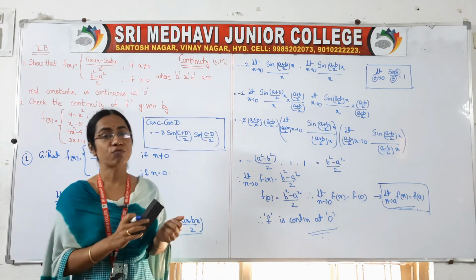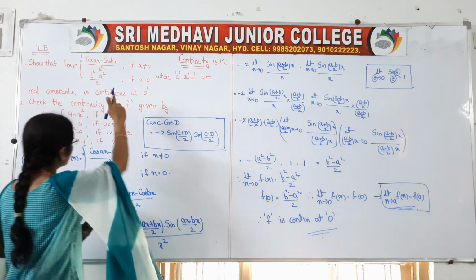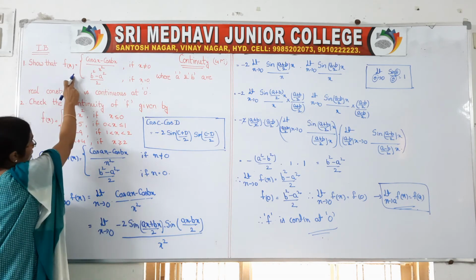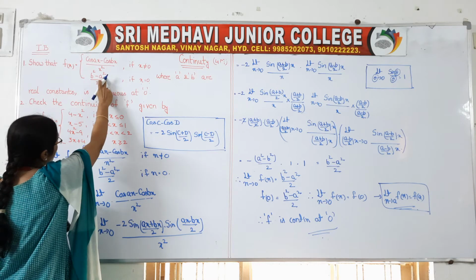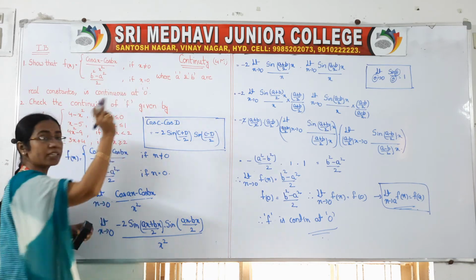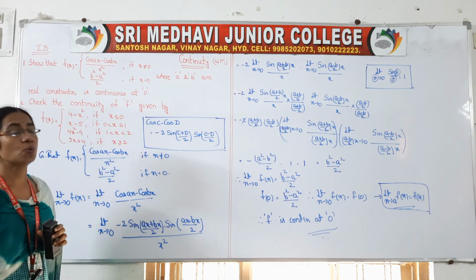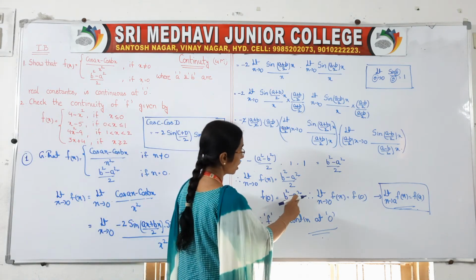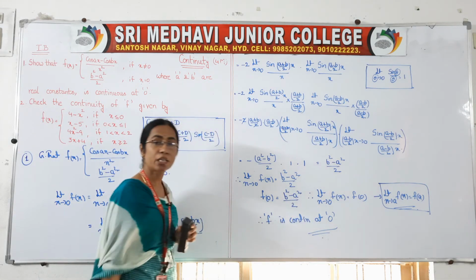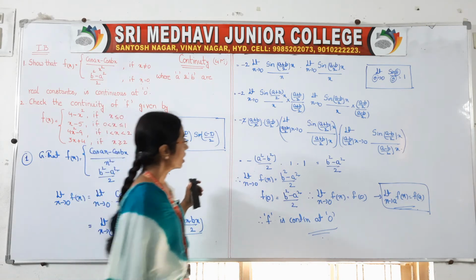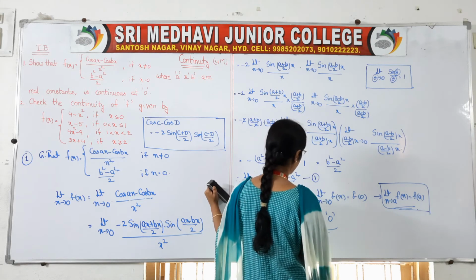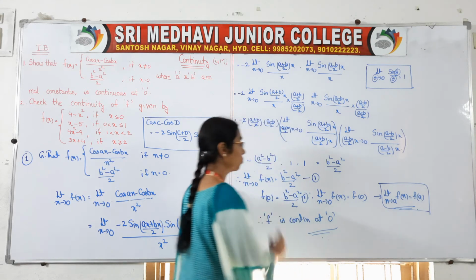How will we find f of 0? It is given in the function itself. The function f of x is defined as b square minus a square by 2 if x is equal to 0. So that is why f of 0 is equal to b square minus a square by 2. So if you observe, this is your first one, this is your 1, and this is your 2.